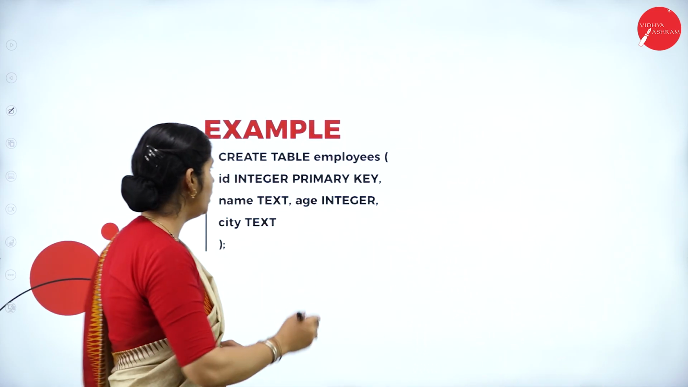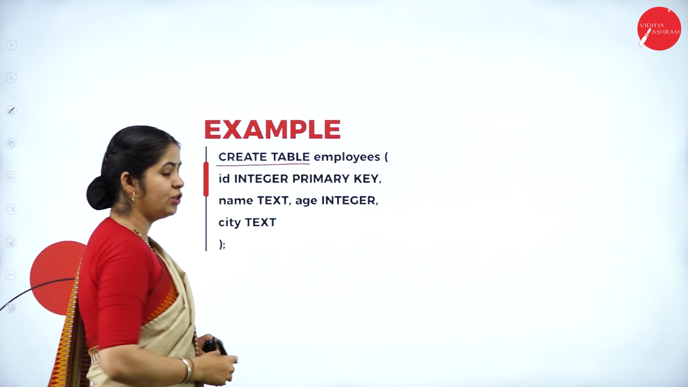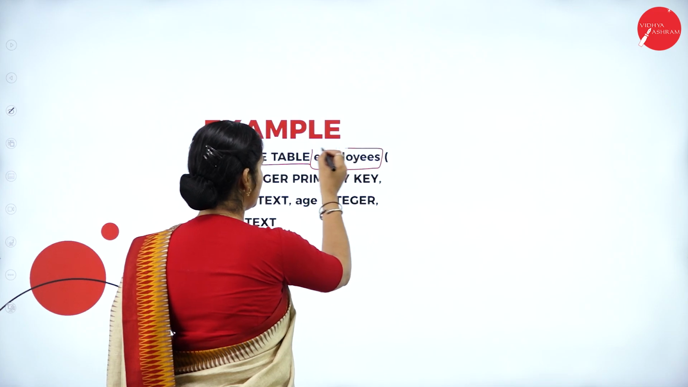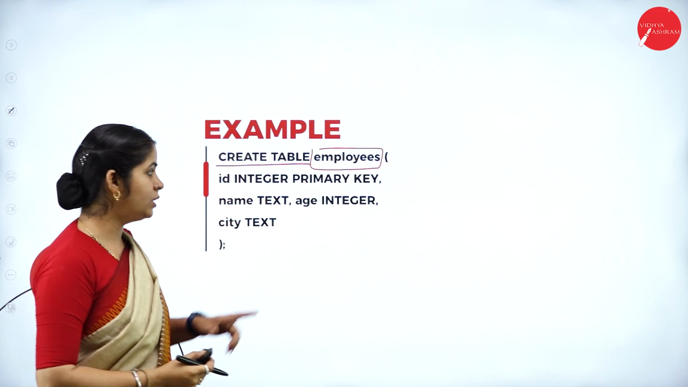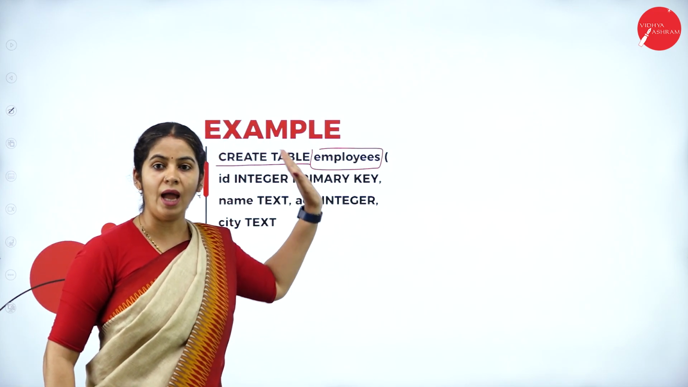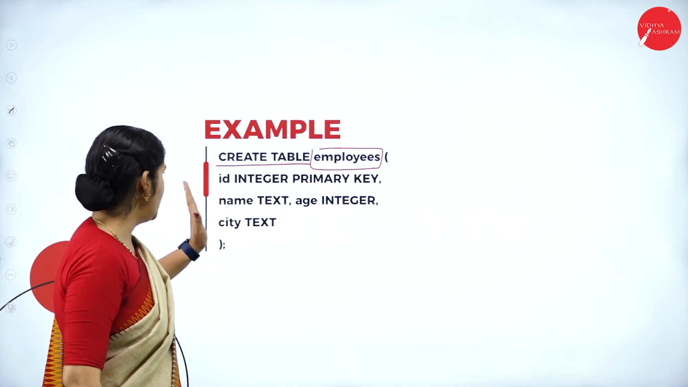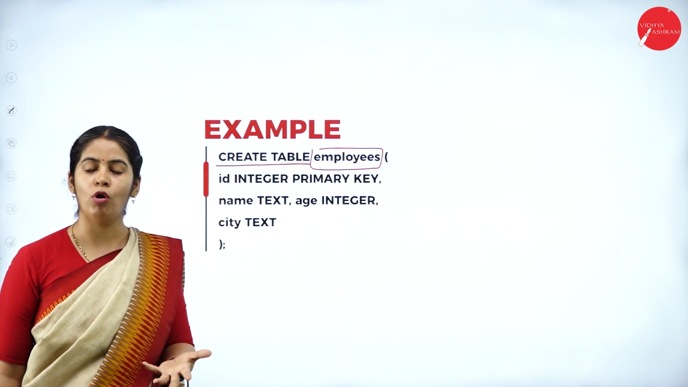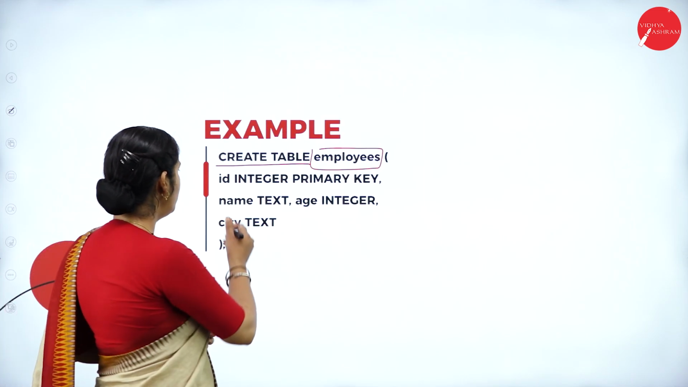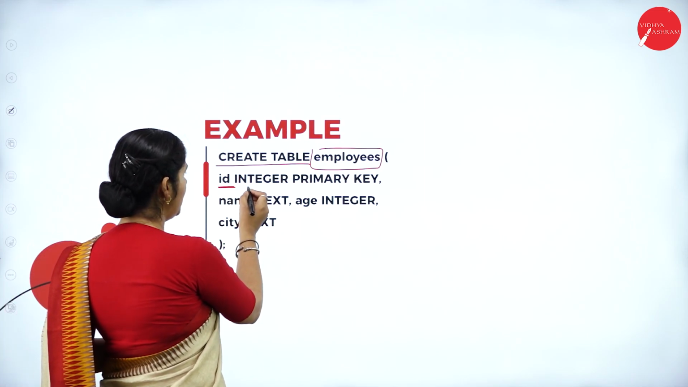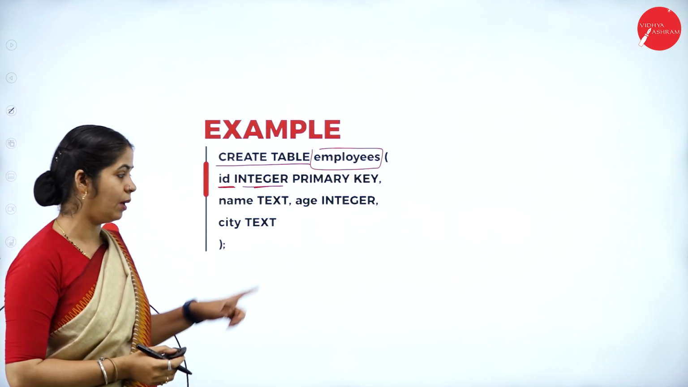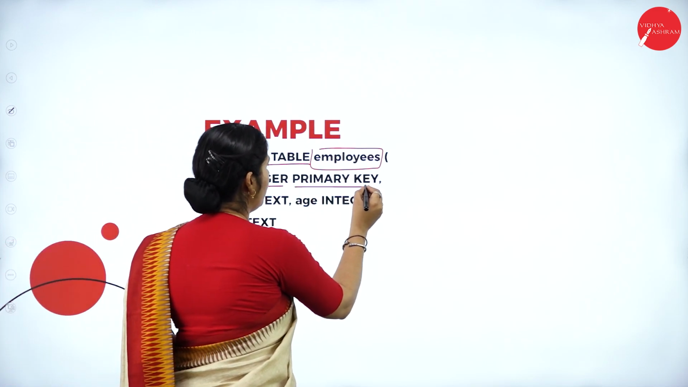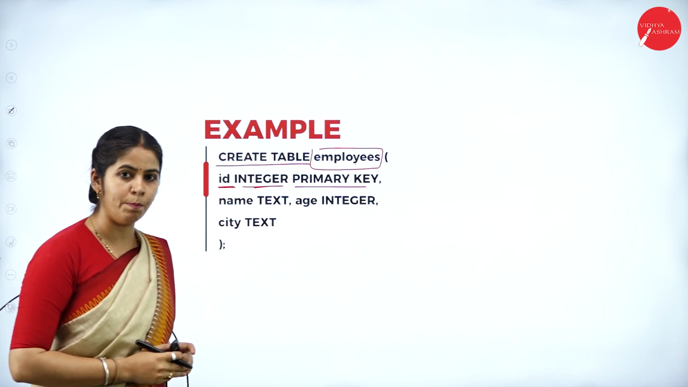We are using the keyword create table. What table are we creating? We are creating an employee table, right? In the employee table, how many attributes are there? Employee name, employee ID, employee age, and employee city. Employee ID is of which data type? Integer data type, and it is the primary key for the employee table.